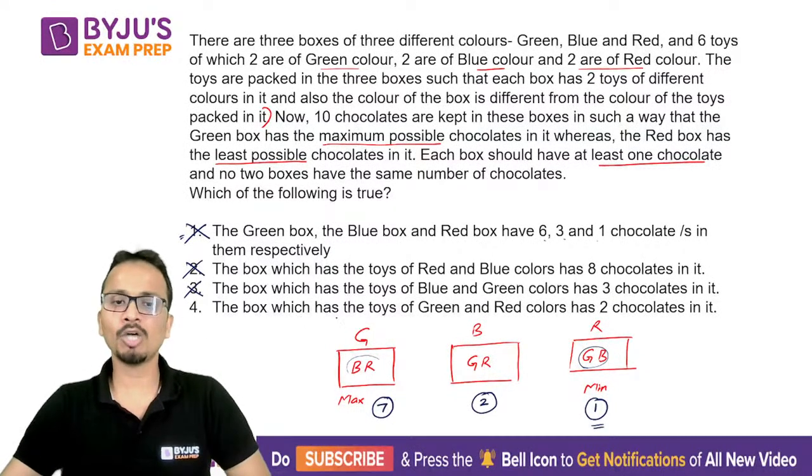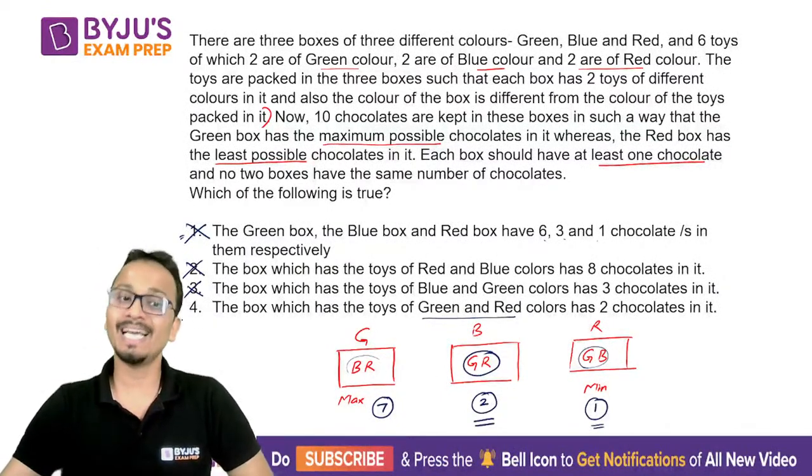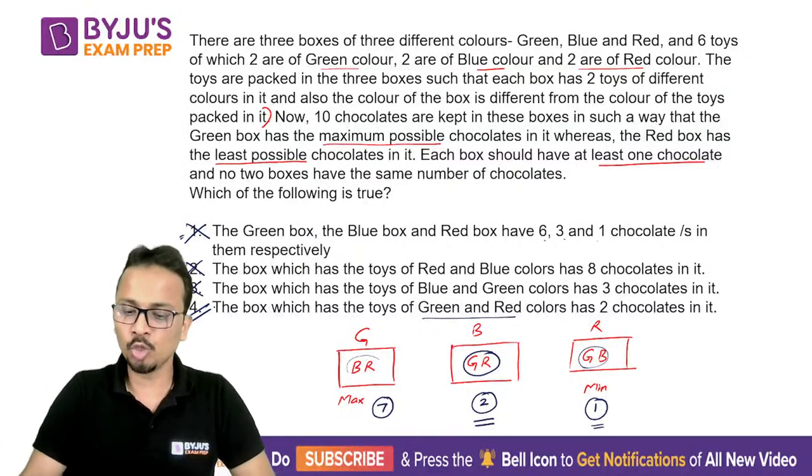Let's check it. The box which has toys of green and red color. That means they are talking about the blue box. It has 2 chocolates in it. Yes, this option is absolutely correct.